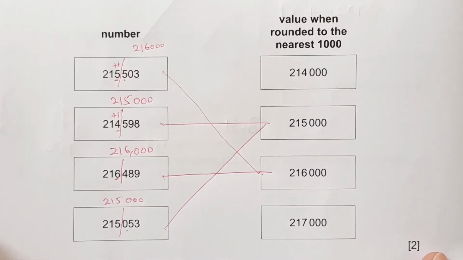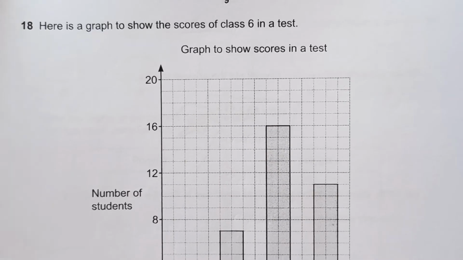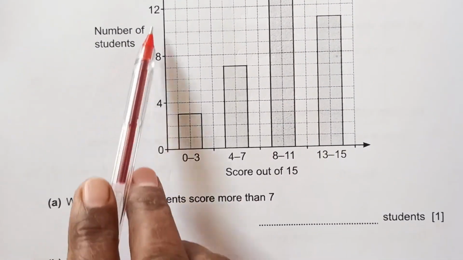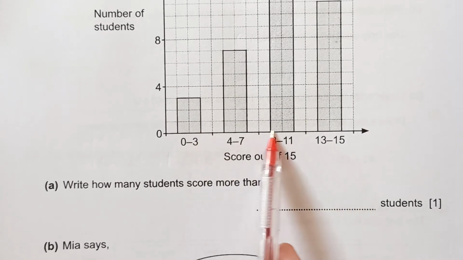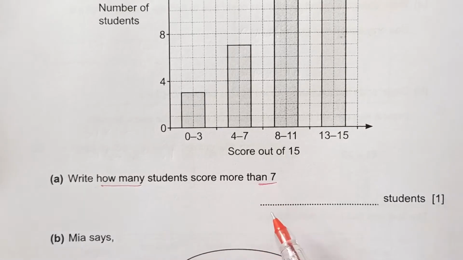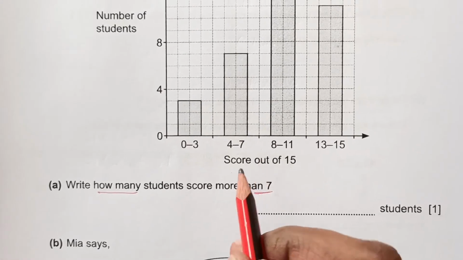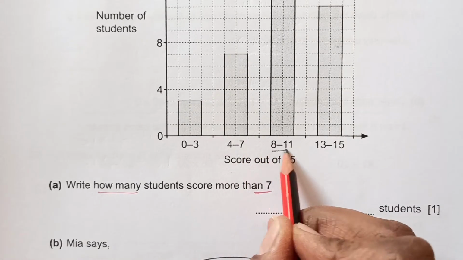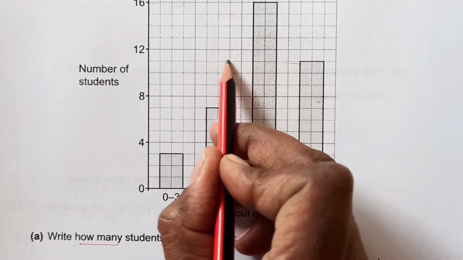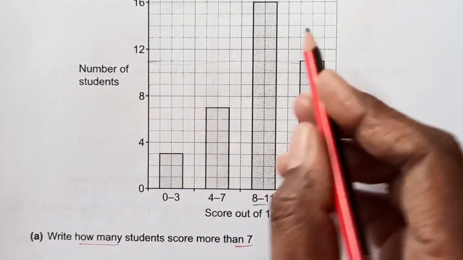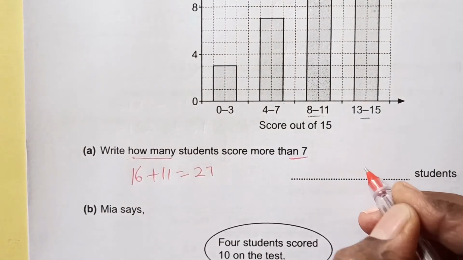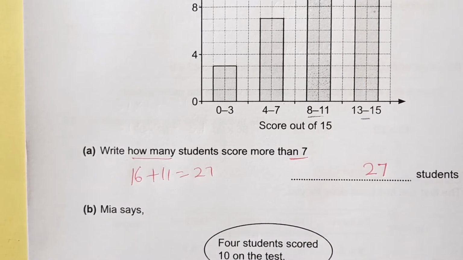Okay, we have a graph here. Here is a graph to show the scores of class 6 in a test. We have the number of students on this side, and the score out of 15, which is how many marks they scored. Write how many students scored more than 7. So let's see which ones are more than 7. 7 is here, so more than 7 we have this and this, which is 16, and this one here, you go this way, 8, 9, 10, 11. So this is 11. So the total is 16 plus 11, which is 27. So 27 students scored more than 7.